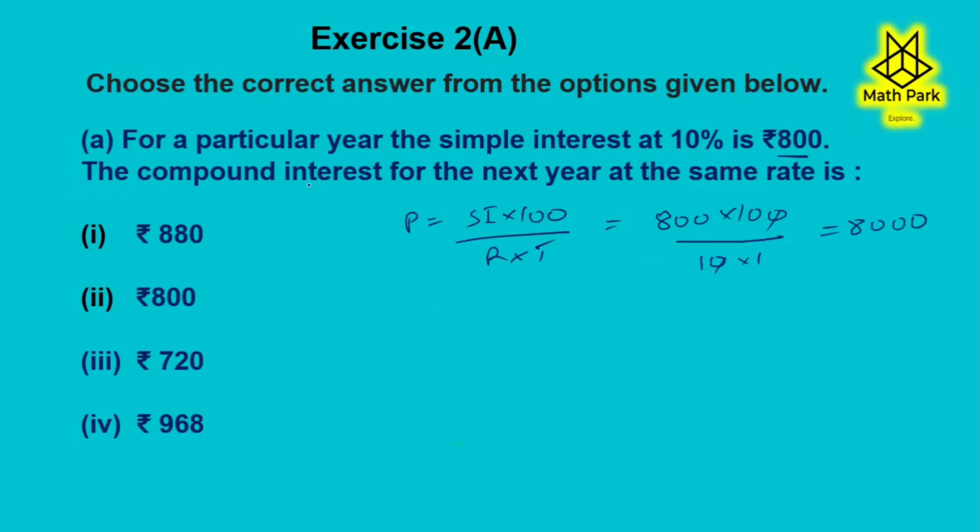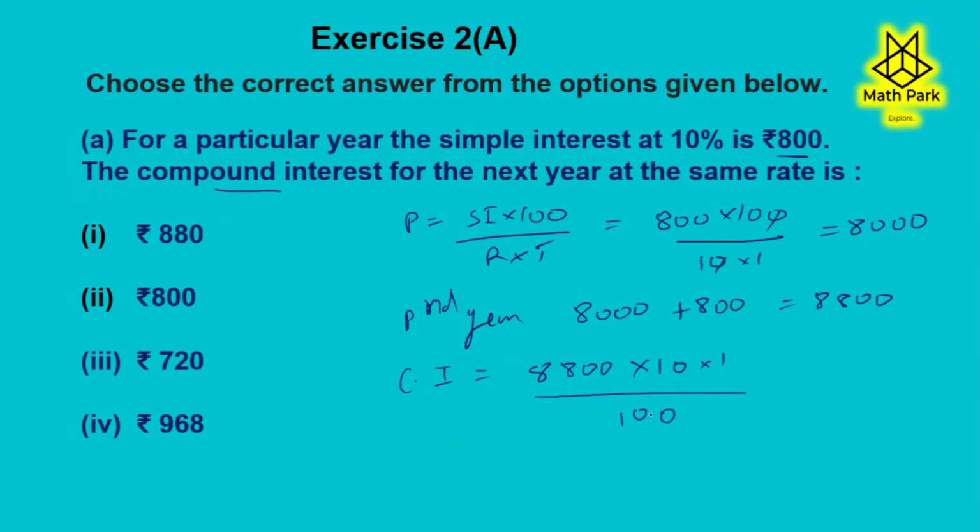And for the same amount, we need to find the compound interest for the next year. For the next year, the principal becomes the amount. So the principal for the second year becomes 8,000 plus 800, which is 8,800. Now we calculate interest for the second year, which is on the amount 8,800 times 10 into 1 year upon 100. So which is rupees 880. 88 times 10. The first option is the correct option.